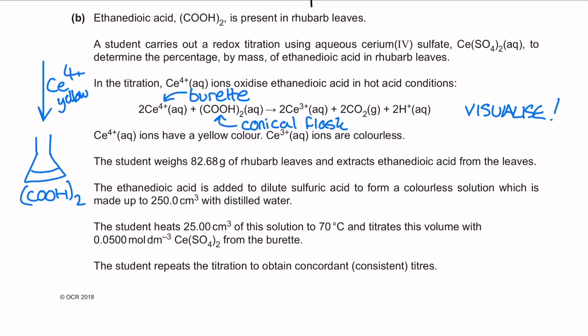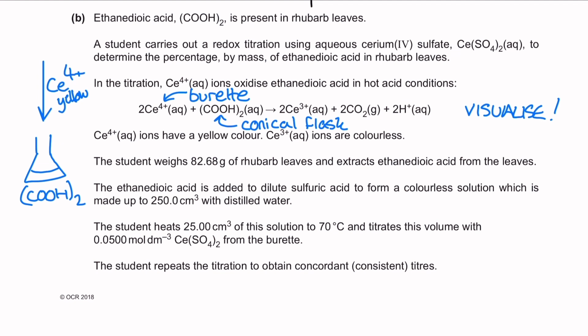In the titration, cerium 4 plus ions oxidize ethane dioic acid in hot acid conditions. The cerium 4 plus ions have a yellow colour, and the cerium 3 plus, which are in the products just here, are colourless. Full description here of how they make up the solution in a 250 volumetric flask, and then 25 centimeters cubed of this solution, which contains the ethane dioic acid, is used in the titration, so that's it down here.